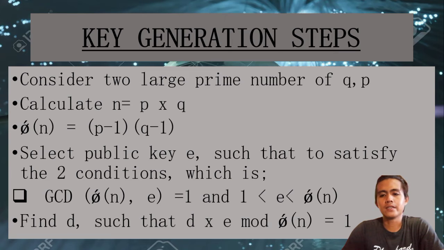Find the value of D, or the private key, such that D times E mod phi of N is equal to 1.